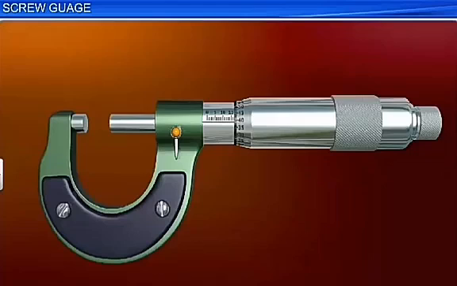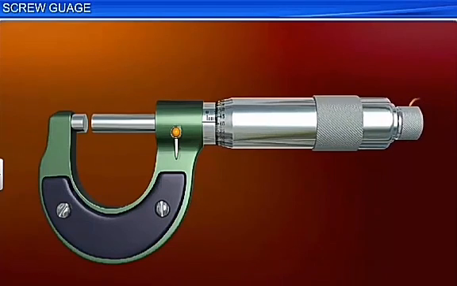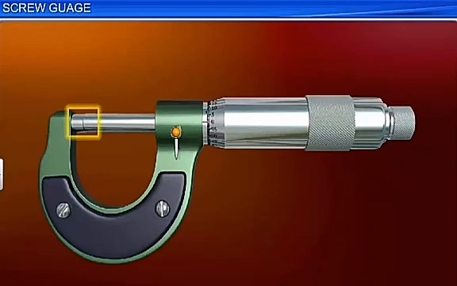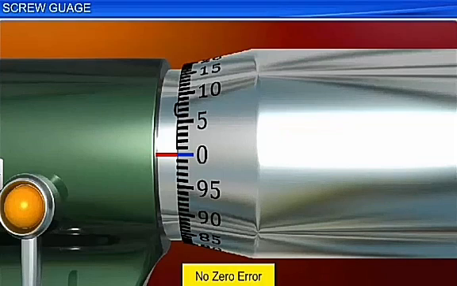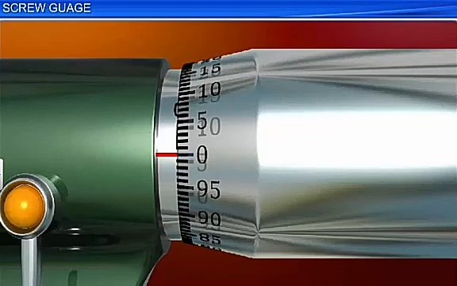Before making a measurement, you must also check if the screw gauge has any zero error. Rotate the head scale such that the tip of the screw is in contact with the stud. If the zero of the head scale coincides with the index line of the pitch scale and the head scale is exactly on the zero of the pitch scale, then the screw gauge has no zero error. However, if the zero of the head scale does not coincide with the index line, then the screw gauge is said to have zero error.